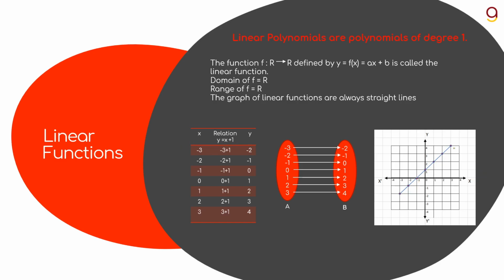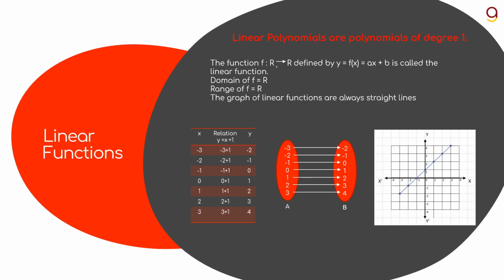After plotting the points, when we join the points, we get a straight line. Yes, a very straight line. So the graph of the linear function is always a straight line. We can say that the graph of the linear function is always a straight line.